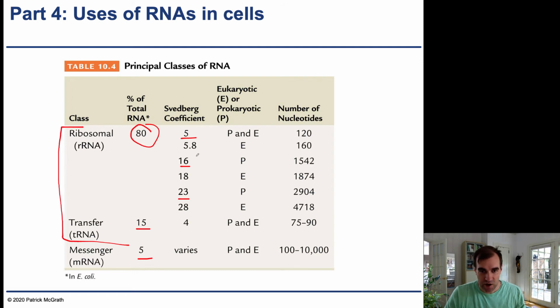And then eukaryotic cells tend to have a little bit different sizes. Through the process of evolution, the size of these rRNA molecules has changed. They also share this small one, and they have an additional smaller rRNA molecule. So eukaryotic cells have 4 different versions. Prokaryotic cells have 3. And the nucleotide size is given here. So you can see that the Svedberg coefficient corresponds to the size of the rRNA molecules.